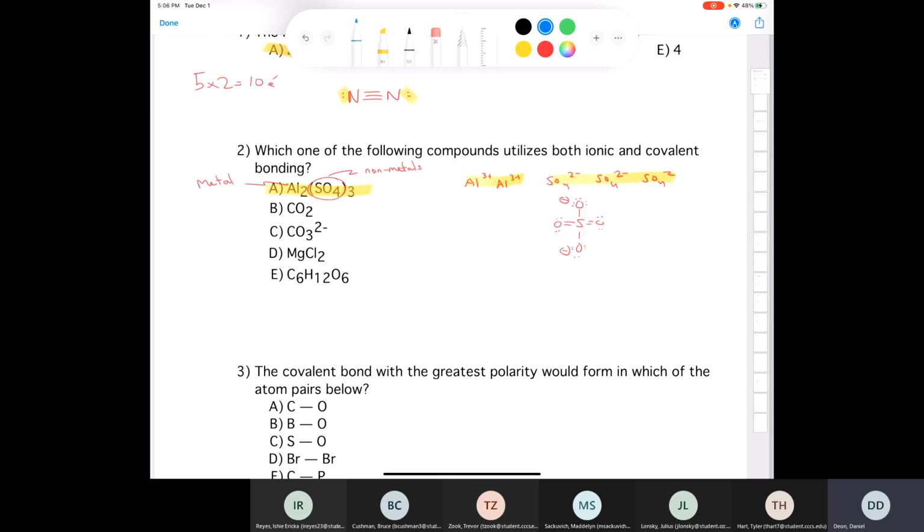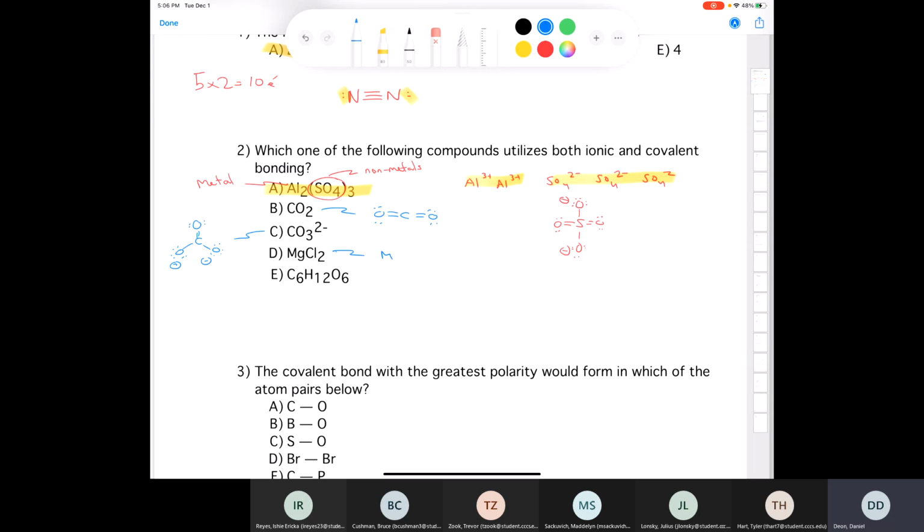If I look at CO2, for example, carbon dioxide has only covalent bonding, right? Because carbon dioxide is made completely from nonmetals. The same rationale would apply with the carbonate, right? Carbon and oxygen are both nonmetals. And so I'm just drawing the Lewis structure of the carbonate ion quickly here. But again, you can see it's completely nonmetals.